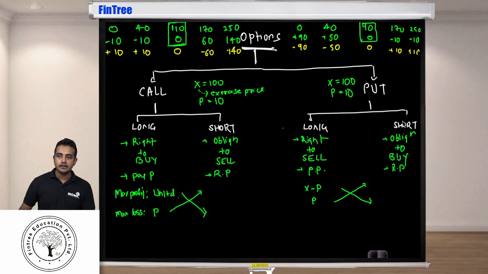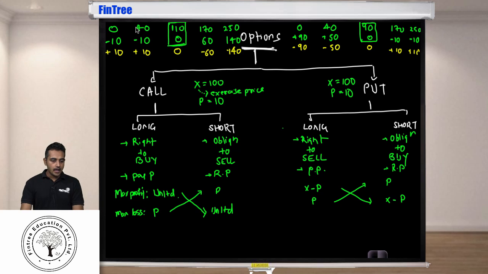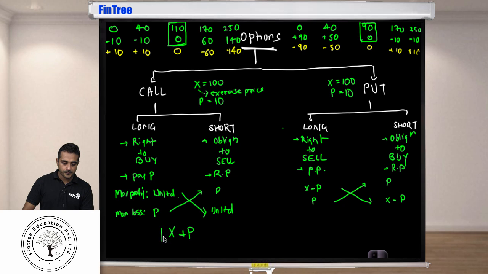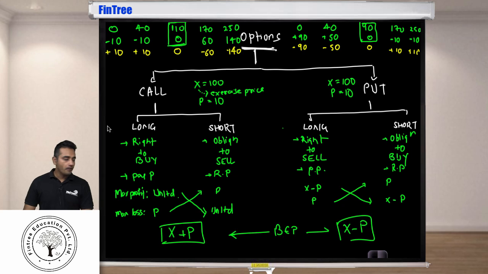So we can easily fill in the values for short. We will say this is premium, this is unlimited, this is premium, this is X minus P. Break-even point 110, which is X plus P. Break-even point 90, which is X minus P.